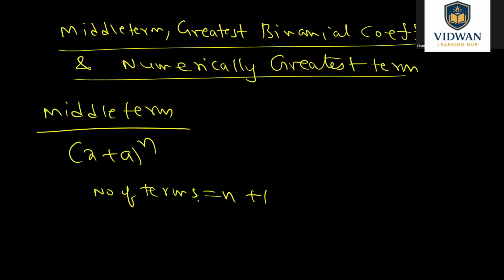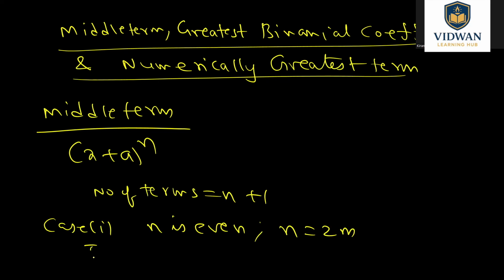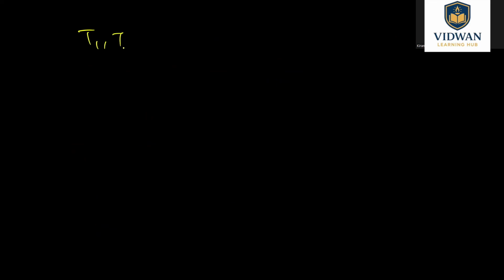This n can be an even number or an odd number. So first let us take case 1 where n is even. If n is even, you can assume that n equals 2m, where m is another integer. So when I list out the terms, t1, t2, t3, up to t(n+1) are the terms. Instead of n, if I write 2m, you can list out the terms as t1, t2, t3, and so on. In between, you have tm, t(m+1), t(m+2), and so on up to t(n+1), which would become t(2m+1) because n is 2m.